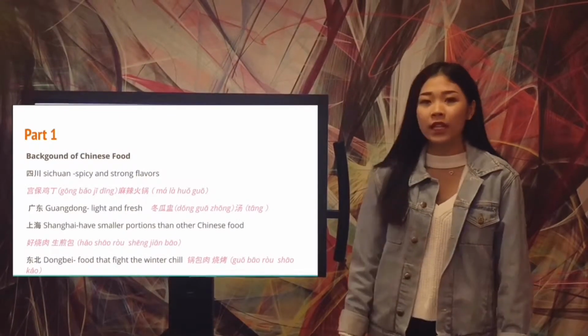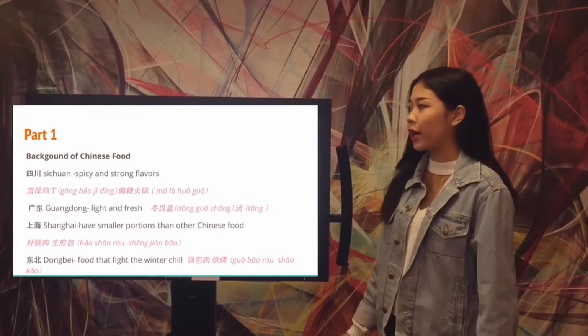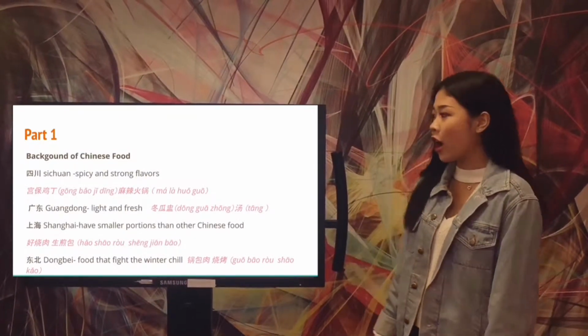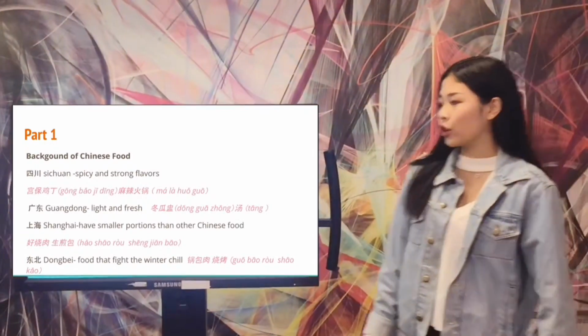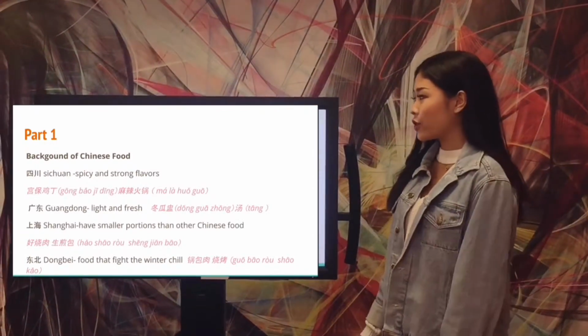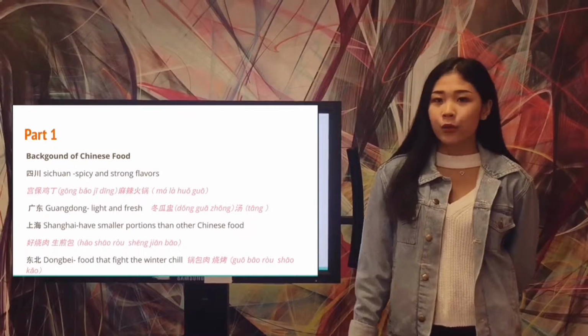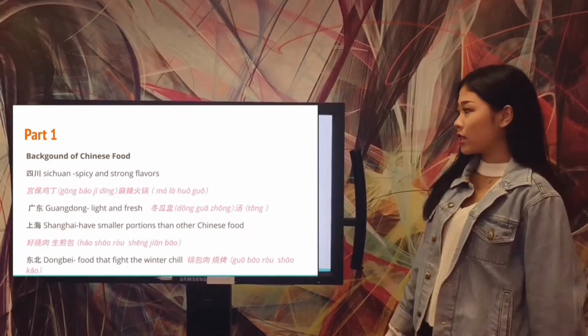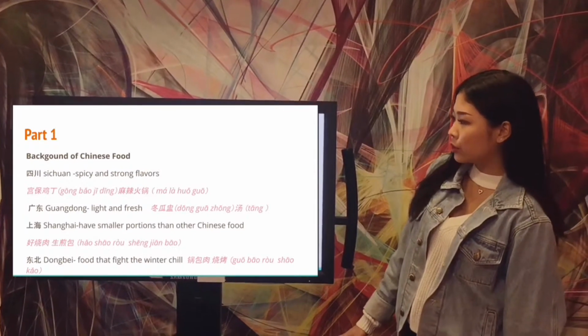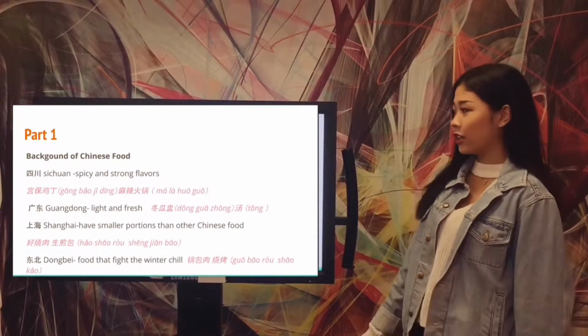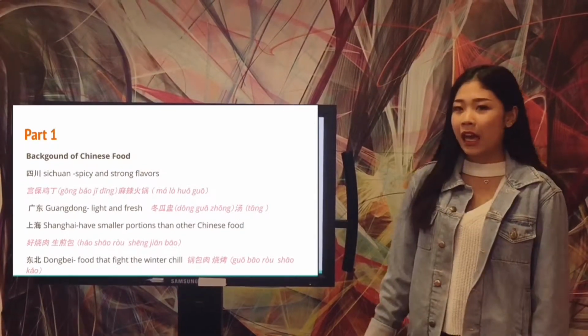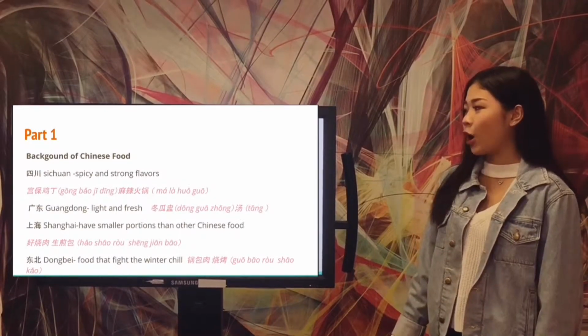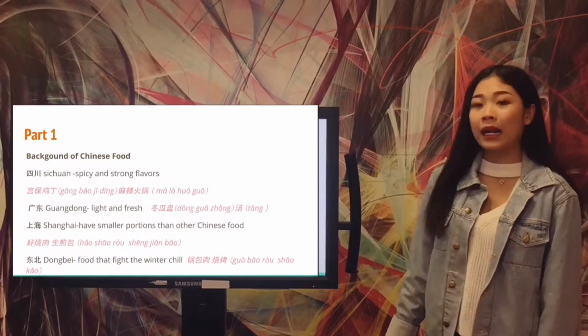So in part 1 of the lesson, I will teach you guys the background of some Chinese food. There are 4 main Chinese cuisines in China. First of all is Sichuan food, which is mainly about spicy and strong flavors. For example, fried chicken, 宫保鸡丁, and also spicy hot pot, 麻辣火锅.